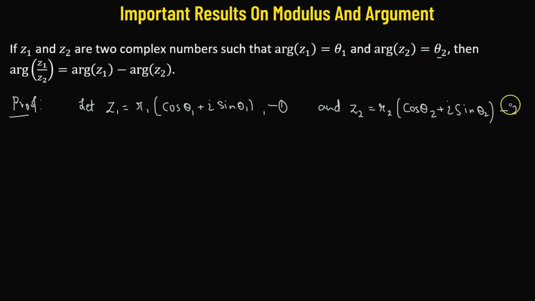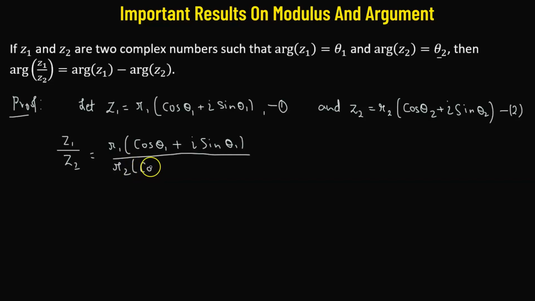We'll label this as equation number 2. Right. So let's begin by considering our complex number z1 and divide it with z2. So that means we have r1 multiplied to cosine of theta 1 plus iota times sine theta 1, whole thing divided by z2, which is r2 multiplied to cosine of theta 2 plus i times sine theta 2.